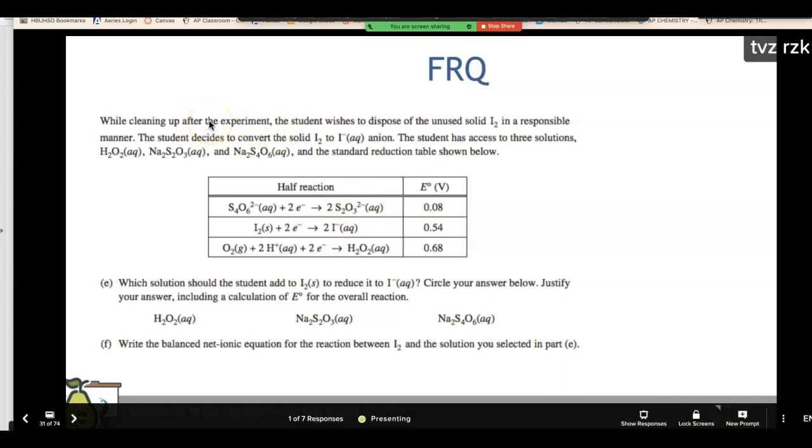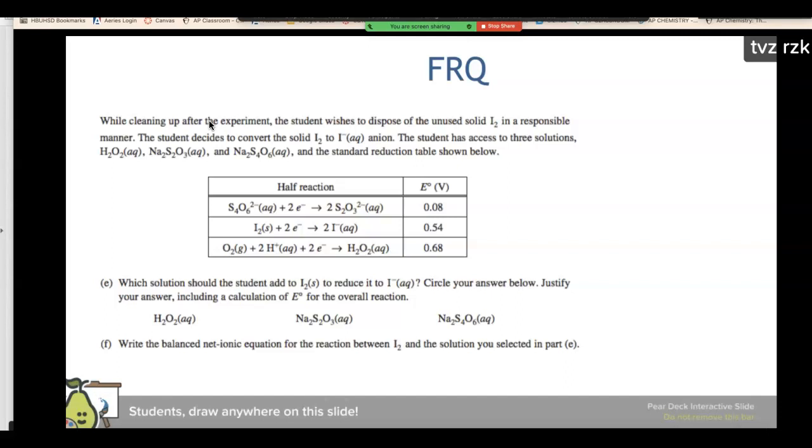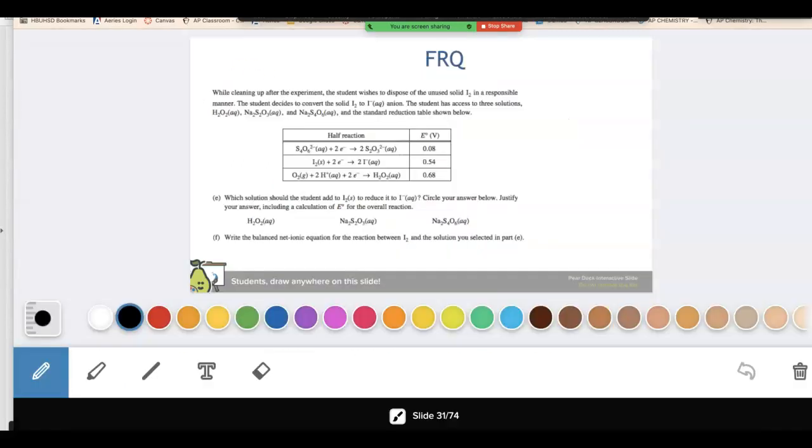So a student is cleaning up and wants to dispose of I2 that's produced from a reaction, okay, and they want to convert the I2 to iodide because iodide is easier to get rid of than solid I2, okay? So if they want to convert I2 to iodide anion, and we're looking at our potentials, this is what we need to have happen. The I2 would gain electrons to become iodide ion.